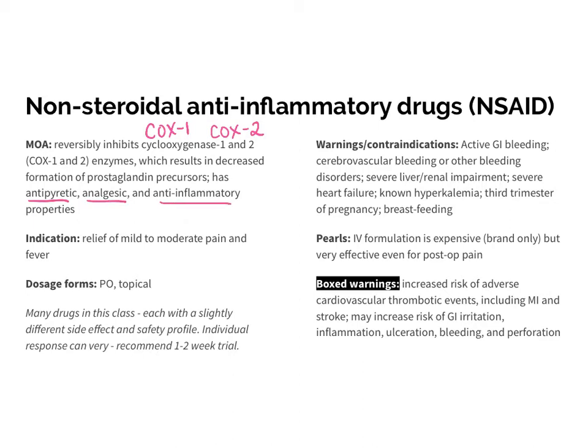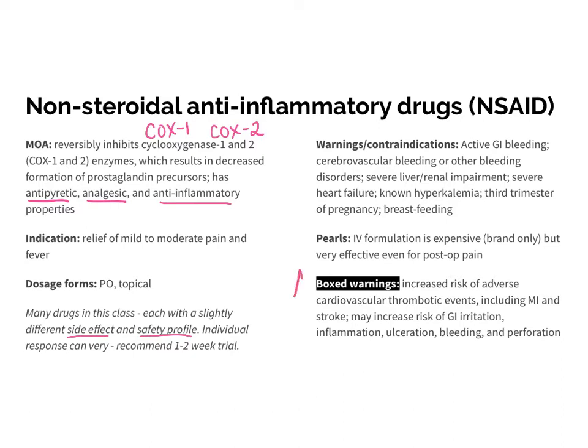NSAIDs are used for mild to moderate pain, and they can be used for fever as well. There are many drugs in this class. Each of them has a slightly different side effect profile and safety profile. And if a patient doesn't respond to one NSAID, it's not necessarily true that they won't respond to another one. So a 1 to 2 week trial is recommended, and then switching to a different NSAID before moving on to an opioid analgesic.